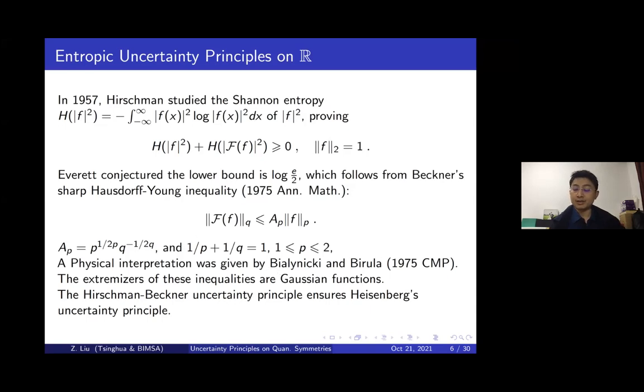And in the same year, 1975, the two physicists, Yanqi, I'm not sure I give the right pronunciation, and Birula, they gave a physical interpretation of this entropic inequality. And there's another important fact about those inequalities, like the Hausdorff inequality and the entropic inequality, that the extreme measures of this inequality are given by Gaussian functions. So we know Gaussian functions are very important, and actually they're closely related to those inequalities in Fourier analysis.